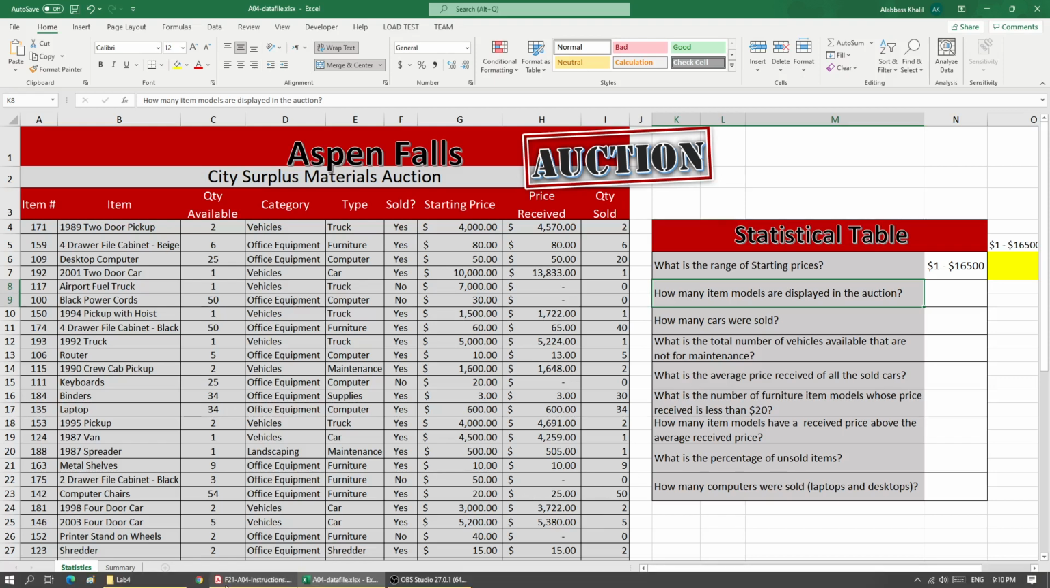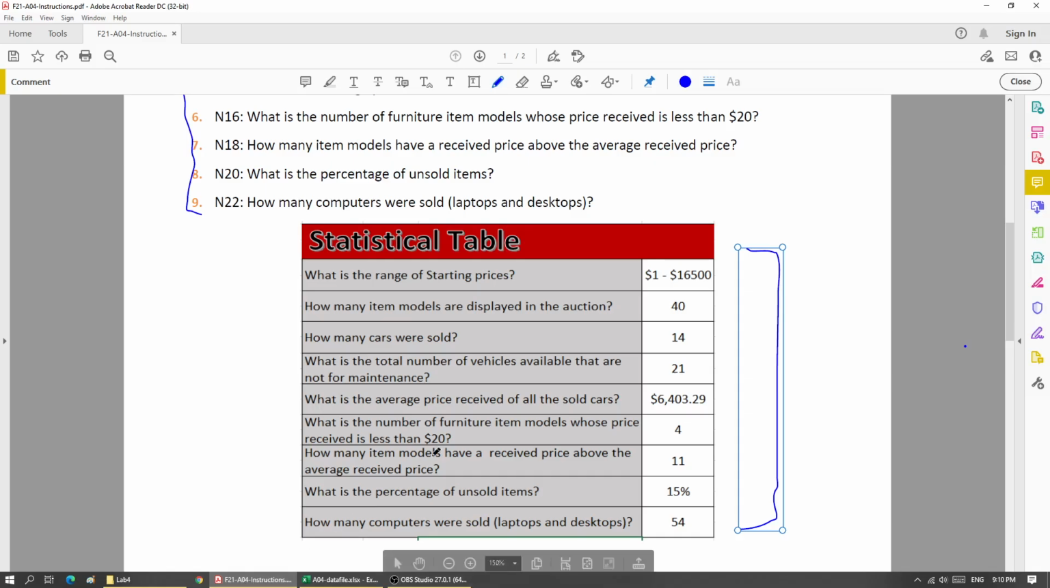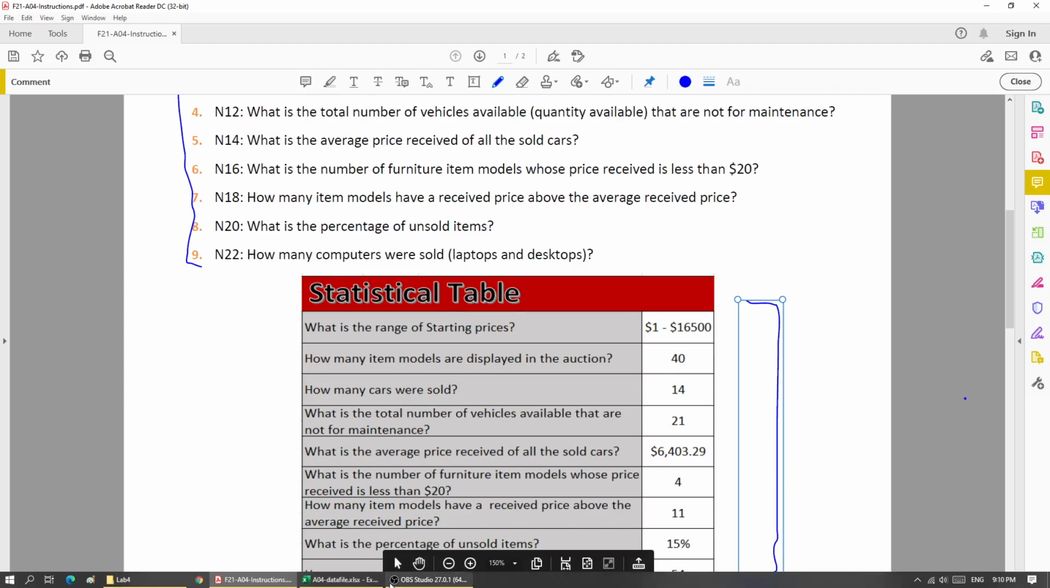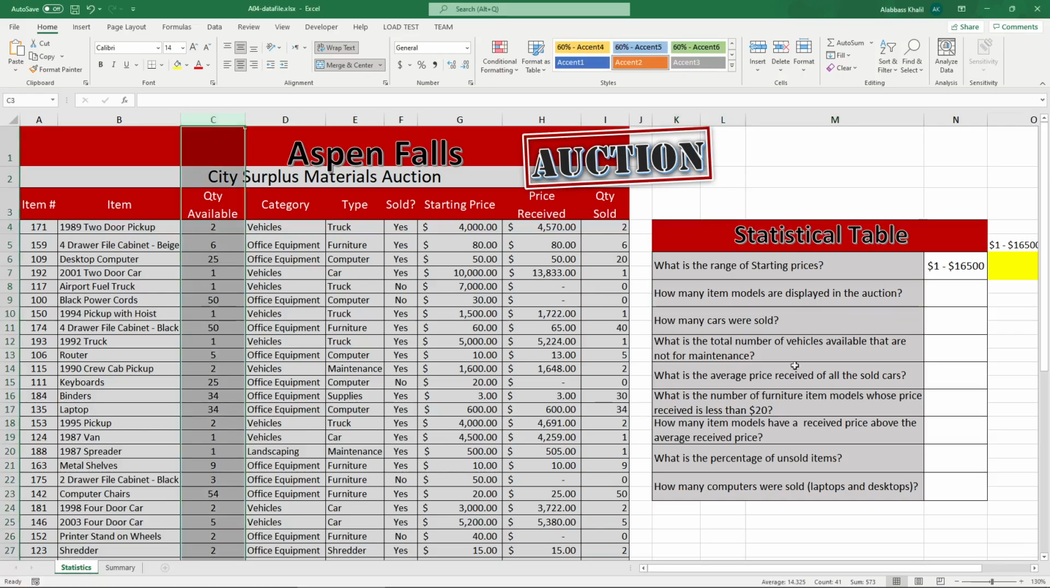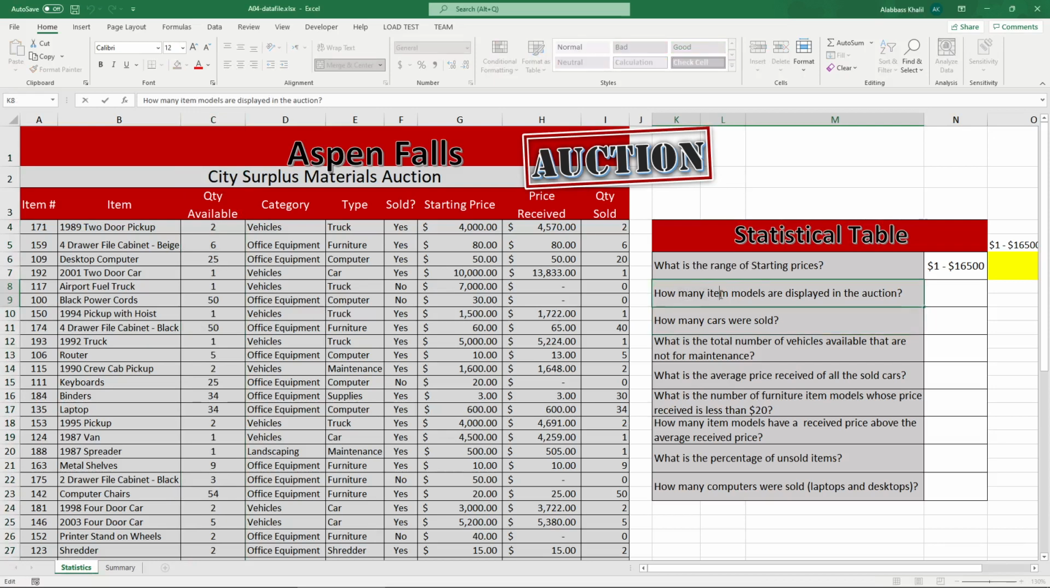Well, it could mean two things. Either they want us to count them or to sum how many are available. Now, usually, how many might mean count. And since they're saying specifically how many item models are there, like how many unique models are there, yes, they want count.